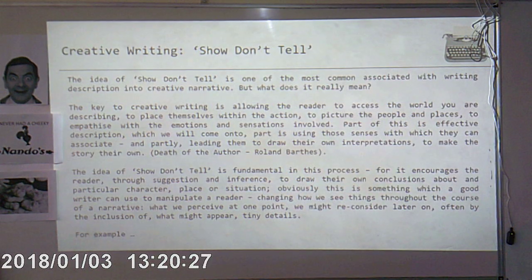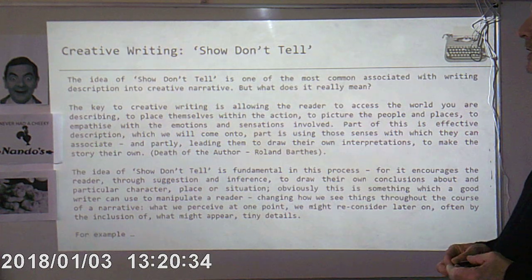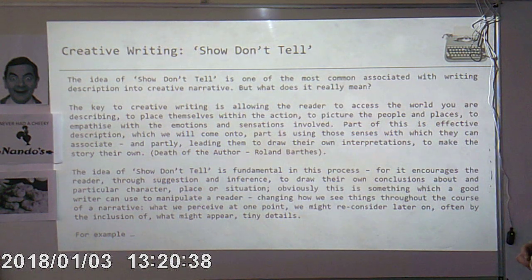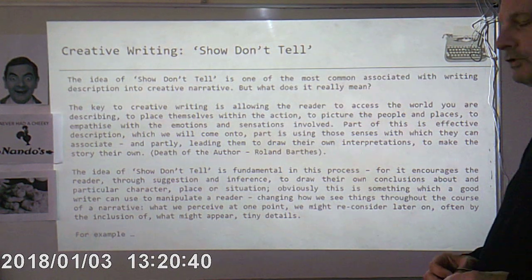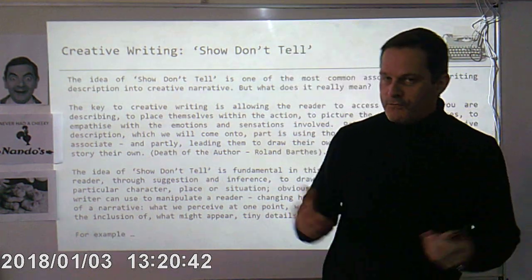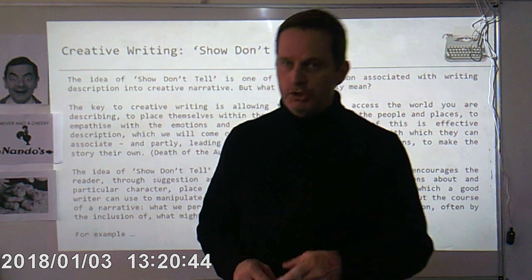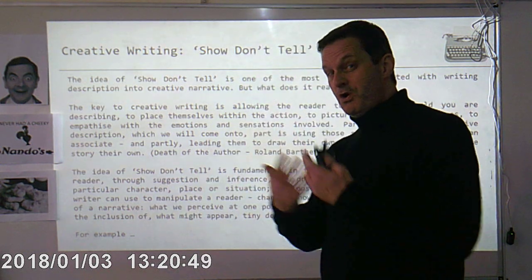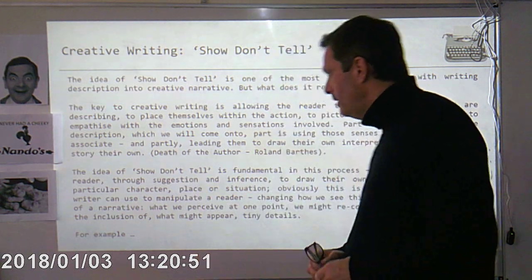So the idea of show, don't tell is one of the most common associated with writing description and changing it into a creative narrative. What does it really mean? The key to creative writing is allowing the reader to access the world you are describing. So when you've got a relationship with a story, a book that you're reading, really good ones, effective ones, are ones where you obviously can immerse yourself within it.